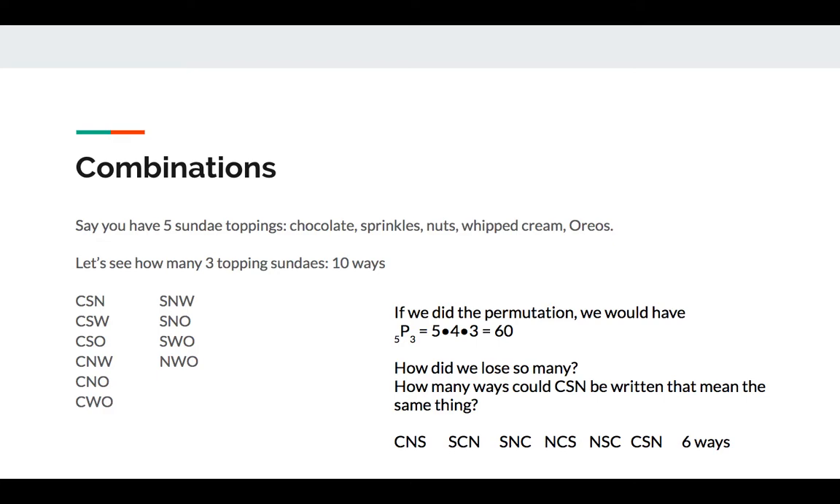Well, let's use the chocolate, sprinkles, nuts combo sundae. How many ways can I rearrange the chocolate, the sprinkles, and the nuts in the listed order and have it really just be the same 3 toppings? Well, there are 6 ways of doing it. That means that every one of the things in my list is being counted 6 times in the permutation.